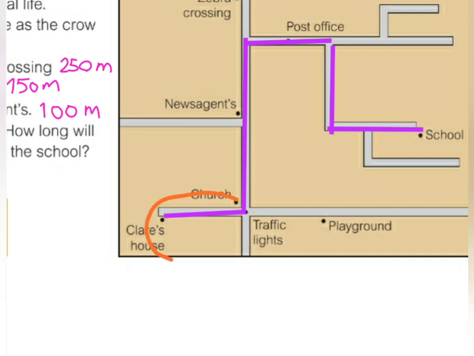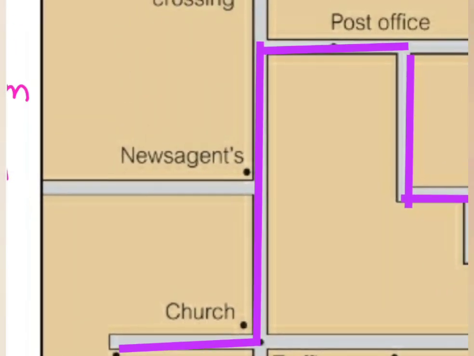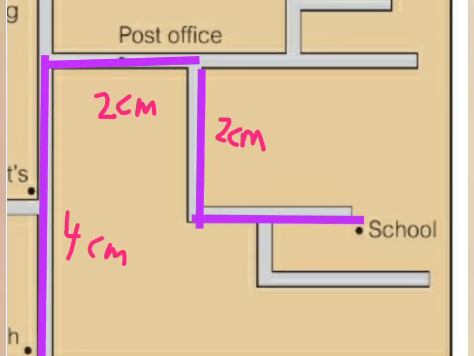Now we have to measure the distance of each line, or the length of each line. Let's start with this one. This one is 2 centimeters. This one, 4 centimeters. This one here is 2. Here we have another 2. And then the last one here is 2 centimeters.